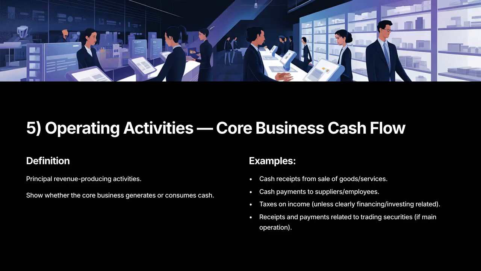Operating activities. Core business cash flow. Operating activities are your core business money flows. They show whether the business operation generates cash or burns it. Typical items: cash receipts from customers, cash payments to suppliers and employees, income taxes paid, unless specifically linked to investing or financing. If trading securities are your main business, receipts and payments for them are also operating.